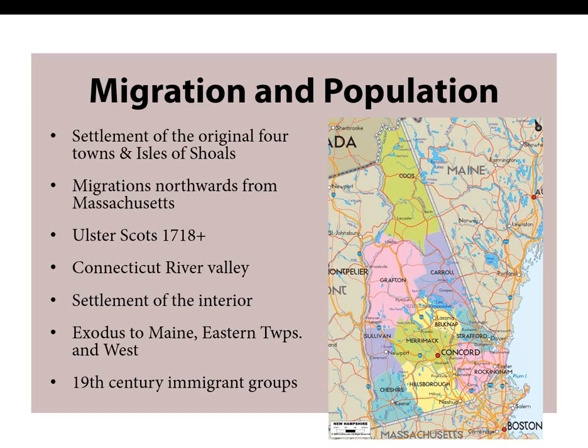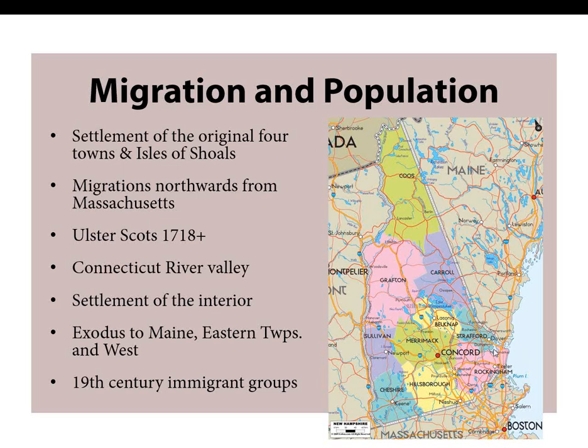Now, the migration and population. Obviously we're starting coastal, just like we did for Massachusetts. You're going to get into a settlement where you can get in and clear the land. And of course, New Hampshire is still very forested, unlike some parts of Massachusetts, where you have to go to the Berkshires. New Hampshire has some wonderful woodlands still there.